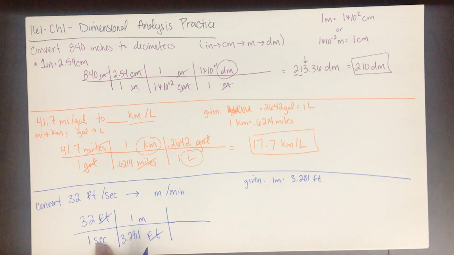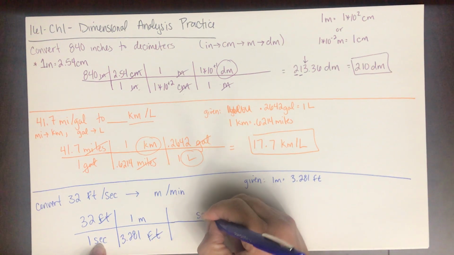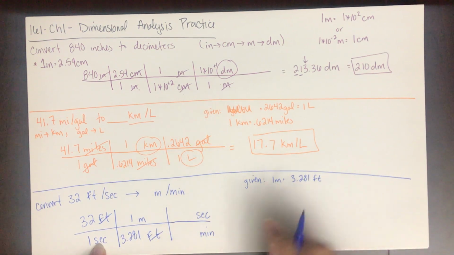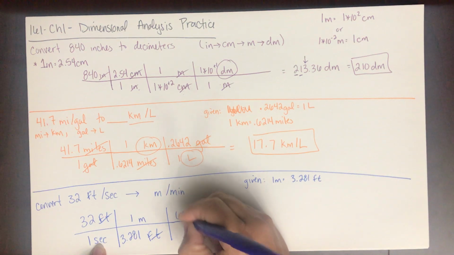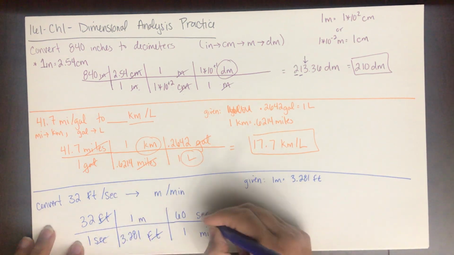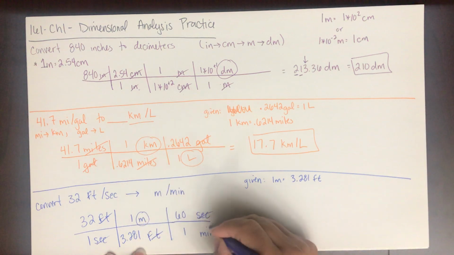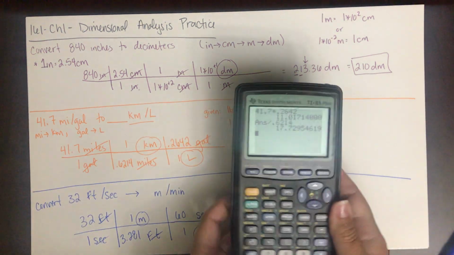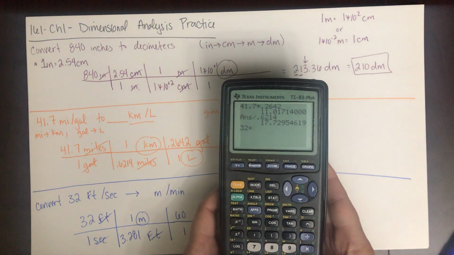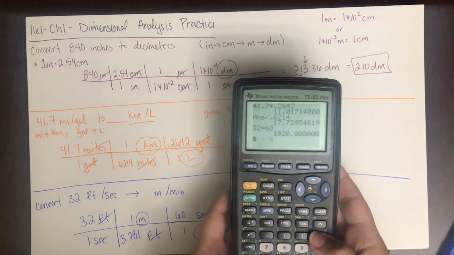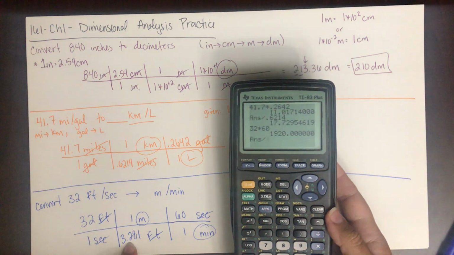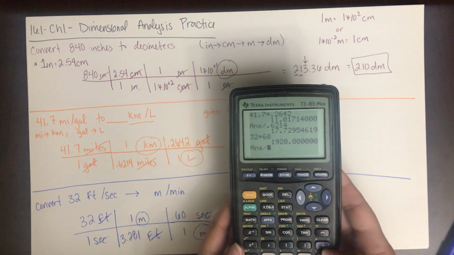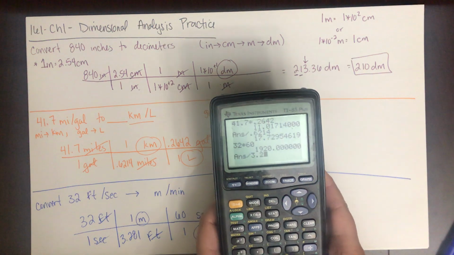So if you solved here, you would have meters per second. I want minutes. So seconds are on the bottom, so that means I want seconds on the top and minutes on the bottom. There are 60 seconds in 1 minute. Seconds cancel. Now my final answer is going to be in meters per minute. So same thing. I'm going to take 32 times 1 times 60, and I'm going to divide by 1 times 3.281 times 1. So I'm just going to divide by 3.281.